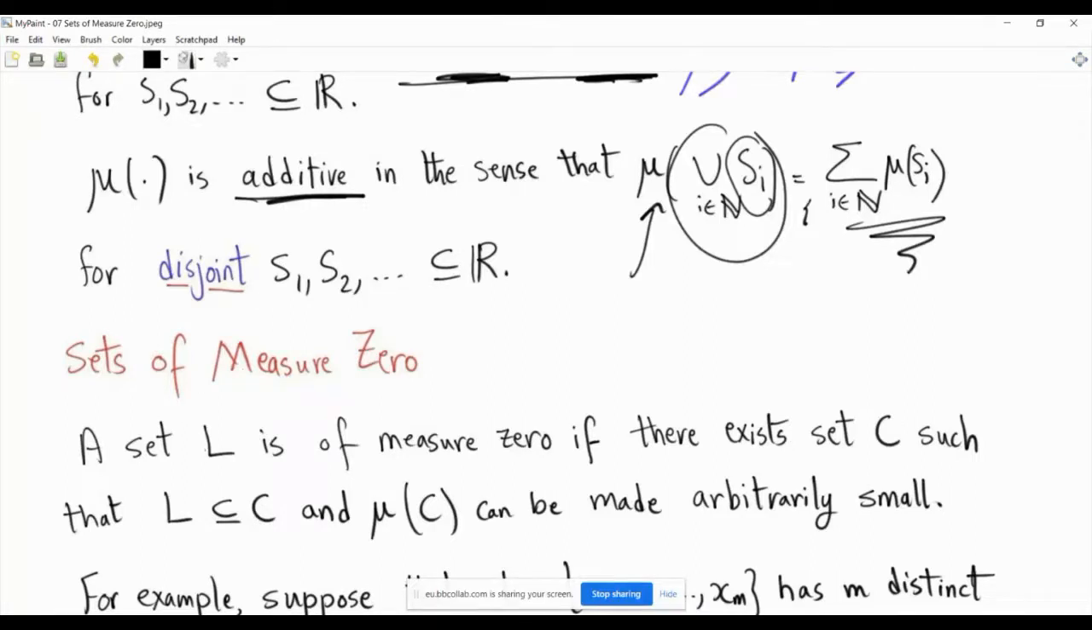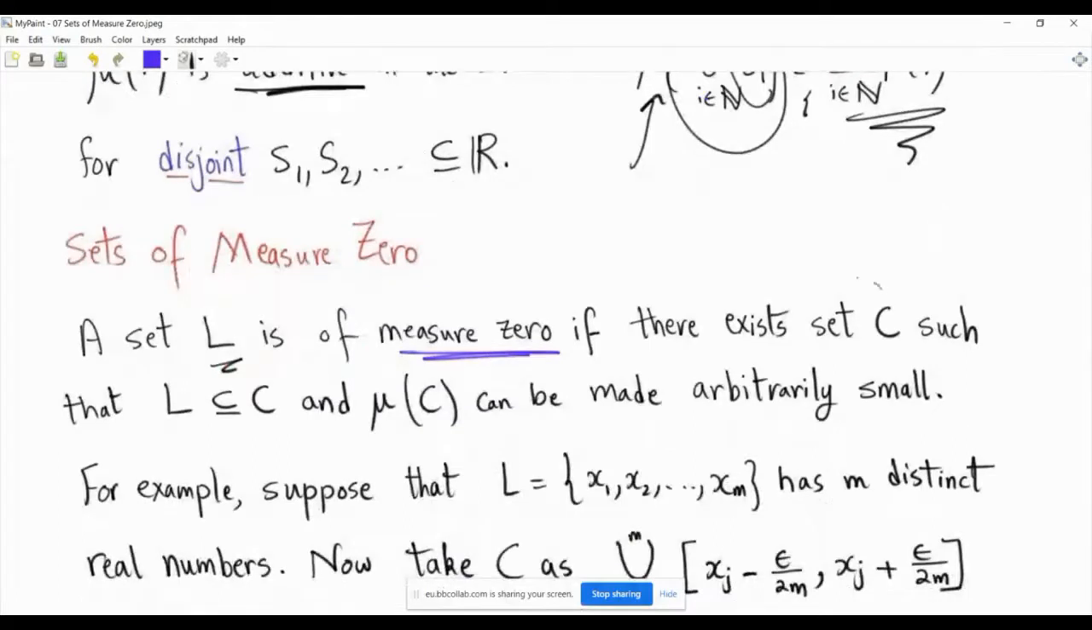A set L is said to be a set of measure 0 if there is another set C such that L is a subset of C. Sometimes we say that C covers L. So if C covers L and we can make C arbitrarily small in measure, if we can make the length of C as small as we wish, then we say that set L is a set of measure 0.